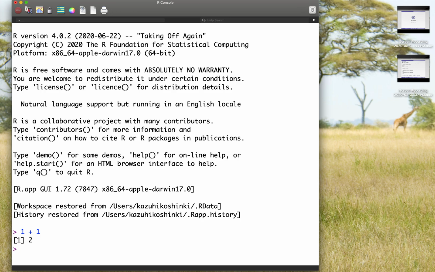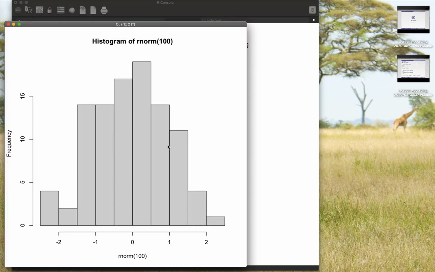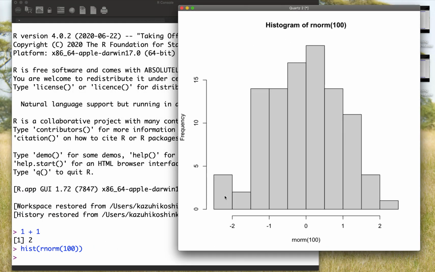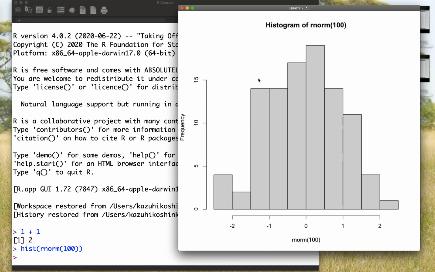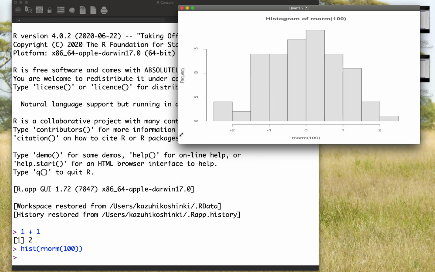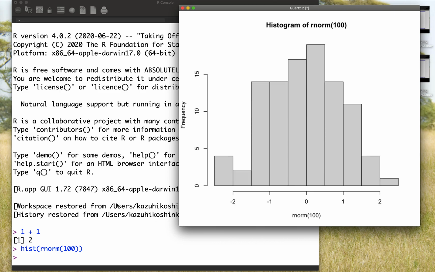Sometimes another window appears after we run some code. For example, if I make a histogram of 100 random numbers, then another window appears, and you can see the figure here. You can save this by File, Save As. You can change the shape of the graph, or you can also use some code to save this in a specific format with a specific aspect ratio.